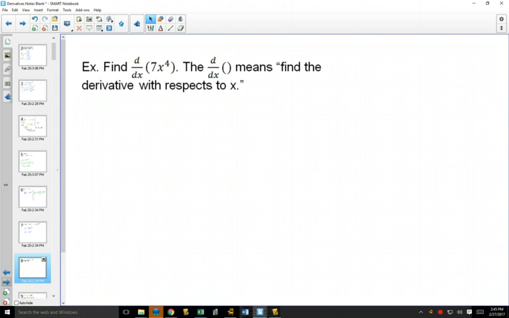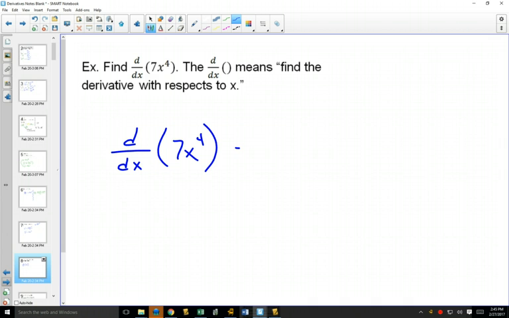This one's not a hard one, but again, I'm just introducing some more terminology. So when you have a d dx in front of a function, that means find the derivative of whatever's inside. So if I want to find the derivative of what's inside, I could write it like this. The derivative of 7x to the 4 is, bring the 4 out in front, subtract 1 from the exponent, 28x cubed.